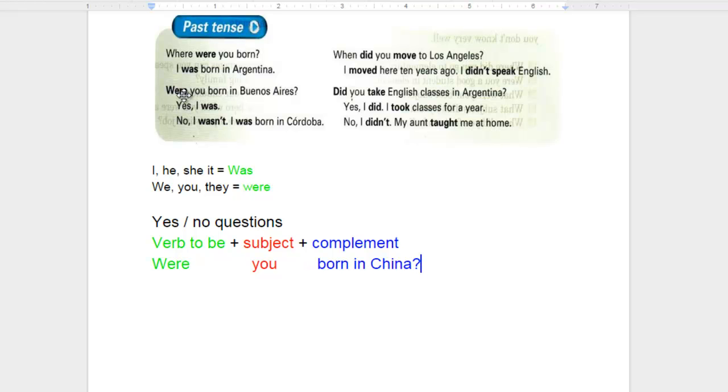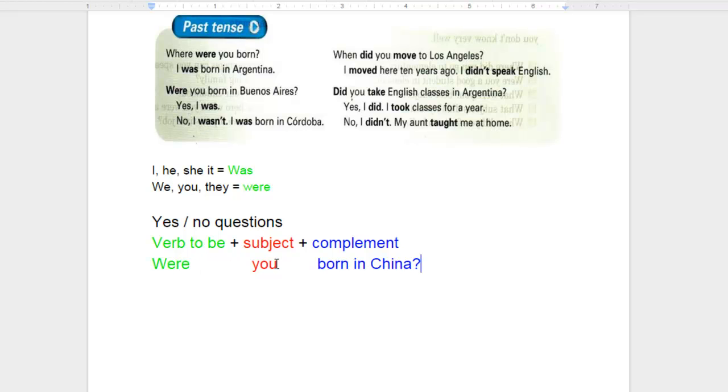So if we look at our example here, were you born in Buenos Aires? And the answer to this question will be, yes, I was. That will be the short answer. And the negative response will be, no, I wasn't. And of course, this will vary depending on the pronoun.